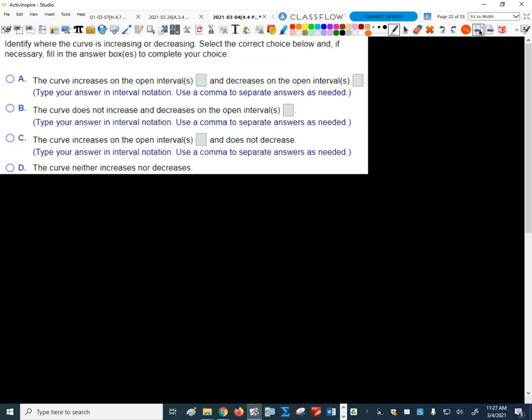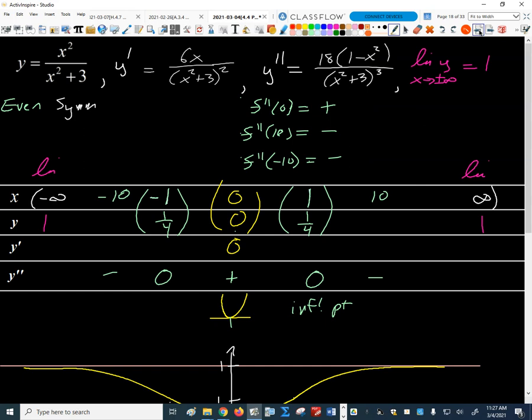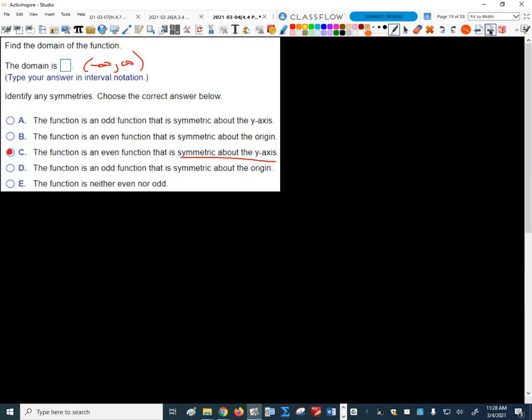Where does it increase and where does it decrease? Let's go back to our table for a second. So that is a first derivative issue. Well, I don't even have to use the first derivative test here. If this is a minimum and there's only one critical number, then I know it has to be negative every place to the left of 0 and positive every place to the right. Agreed? So then it's going to be increasing on the interval from 0 to infinity and decreasing on the interval from negative infinity to 0.